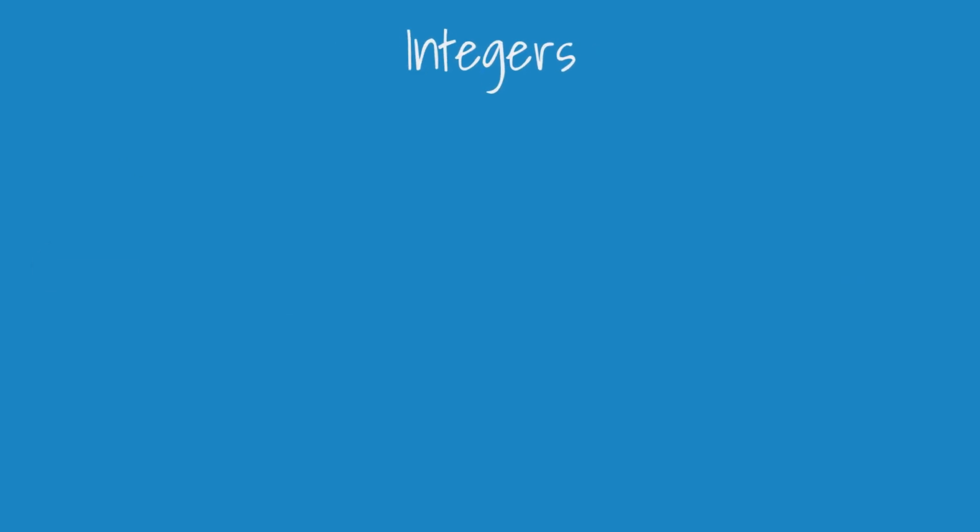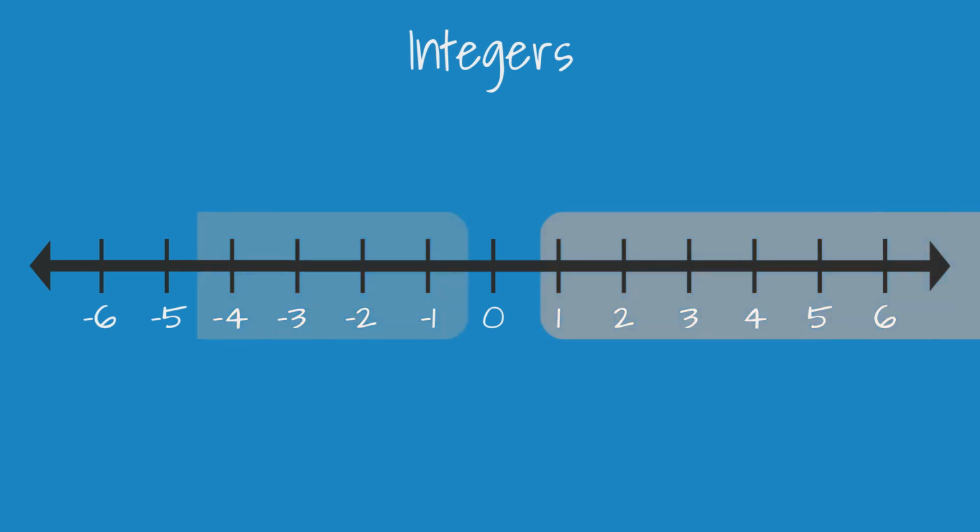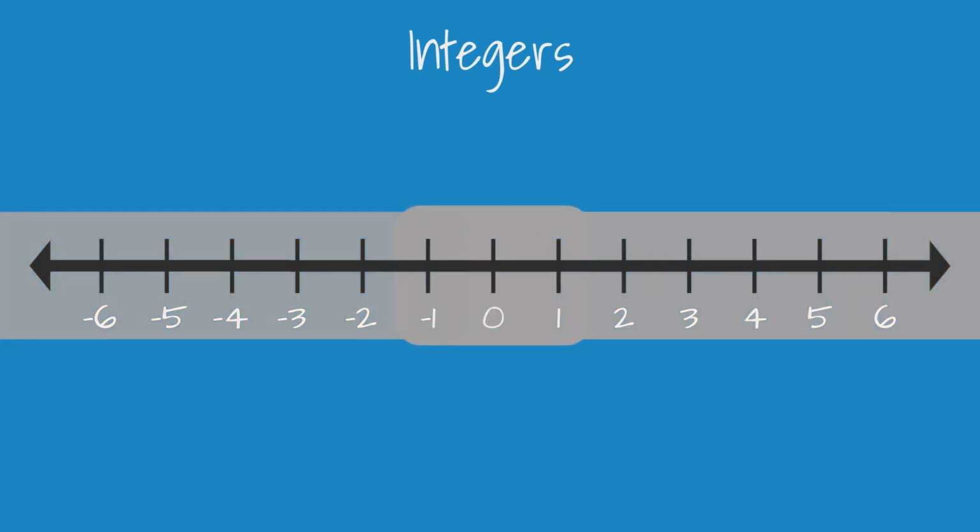Next, integers are numbers that include both positive and negative numbers, along with 0. Integers are used to represent quantities that can be positive or negative, including 0, and they are located on both sides of the number line.